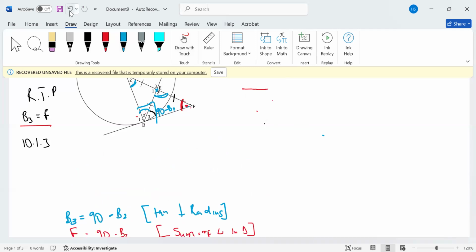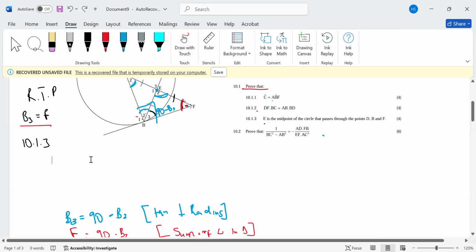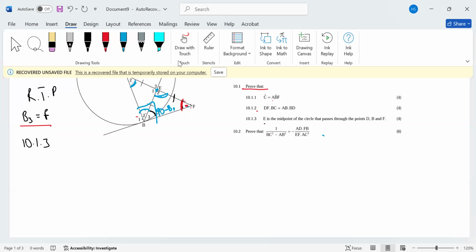Even when you are doing it, the idea sometimes is just, okay, yes, we don't get it, but if you do it, does it make sense as we move on? Okay, let's prove that 1 over BC squared minus AB squared is going to be equal to AD over FB over BD and so on and so on.